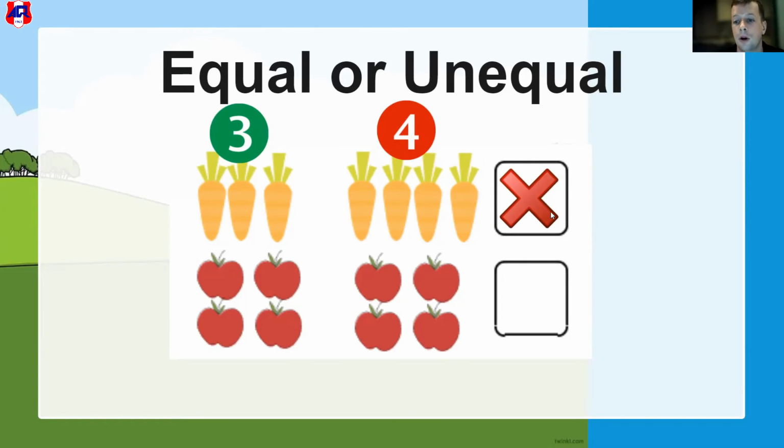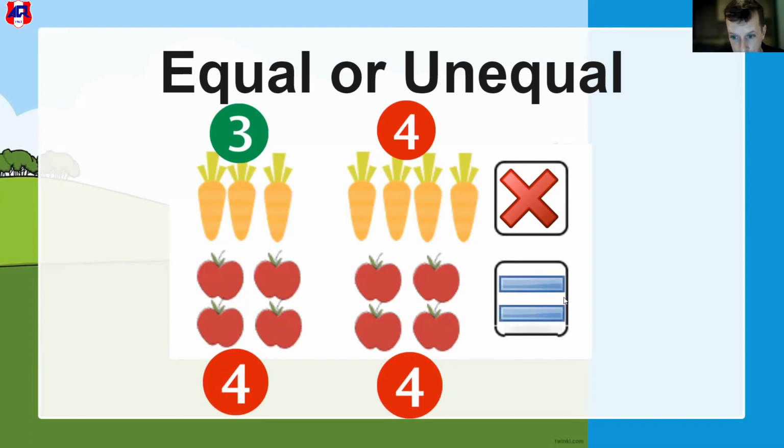So for unequal, we write a cross, okay? Unequal is a cross. Then here we're going to go to the apples. 4 apples. And on this side, 4 apples. 4 and 4 is the same number, right? So equal. This is the sign for equal. So every time it's equal, we'll use this sign, okay? Very good. Let's go to the next one.